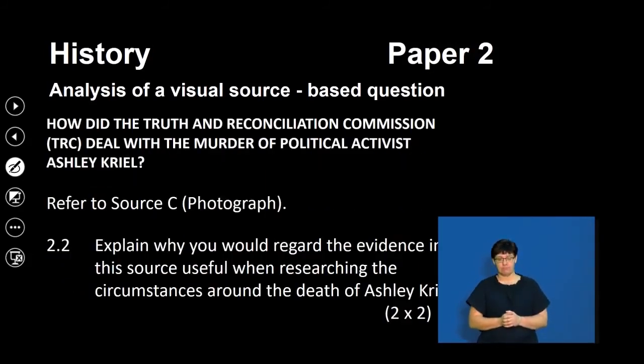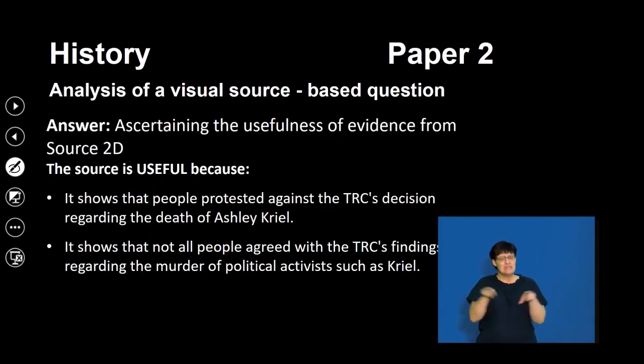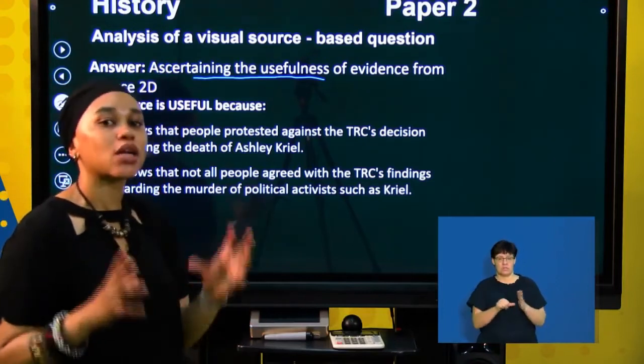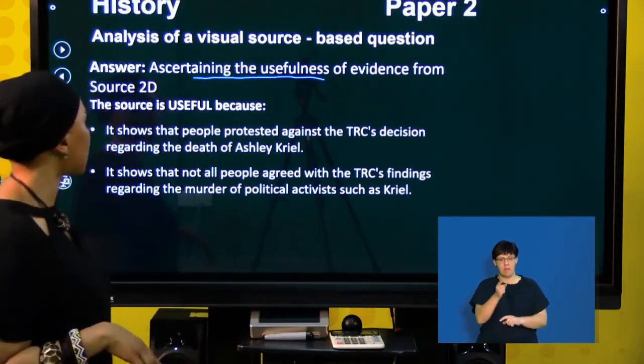Okay, let's carry on. Then the next question is, explain why you would regard the evidence in this source as useful. So here is useful again. We've looked at that before. But it tells you specifically useful when researching the circumstances around the death of Ashley Krill. So it's the same visual source. Now, the skill there is obviously to look for the usefulness of the source. Very important, guys. You are guaranteed to get a question asking you for the usefulness of the source.